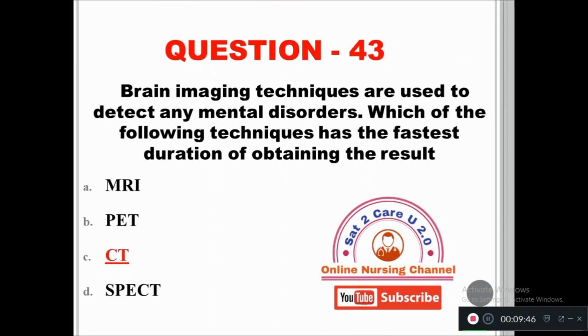Option C is right. CT scan is correct because the duration is only 20 to 40 minutes to get the result. MRI scan is wrong because MRI scan takes around 45 minutes. The second fastest is MRI scan. PET is wrong because it takes 2 to 3 hours to obtain the result. Single photon emission computed tomography is also wrong because it takes 1 to 2 hours. So option C is right.